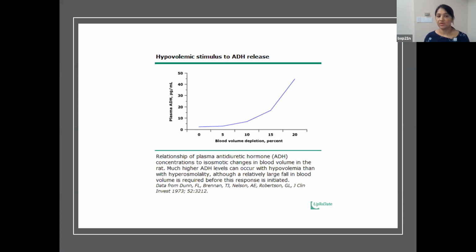And if somebody is hypovolemic for some reason, you should be severely dehydrated, or from blood loss, or from burns, like you're losing almost 15 to 20% before the ADH level rises.